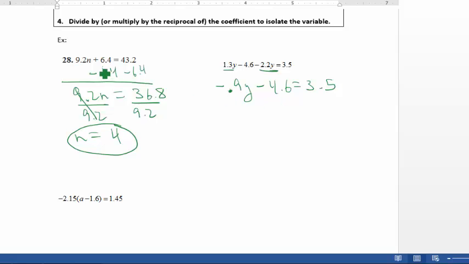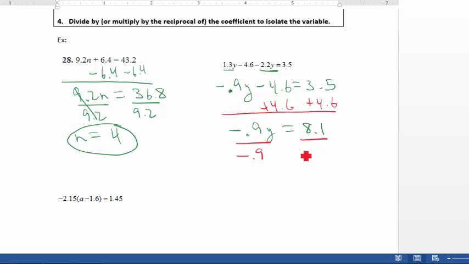And now it's just like the previous one, right? We have two steps to undo, right? We have to undo this minus 4.6 by adding 4.6. And then when we add 4.6 now, we have negative 0.9y equals 3.5 plus 4.6 is going to be 8.1. And now to get rid of this negative 0.9, we divide by negative 0.9. We're going to have that y equals 8.1 divided by negative 0.9.